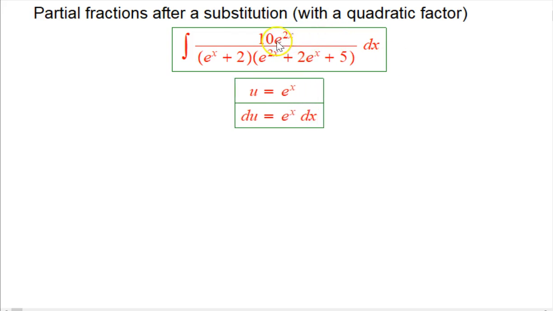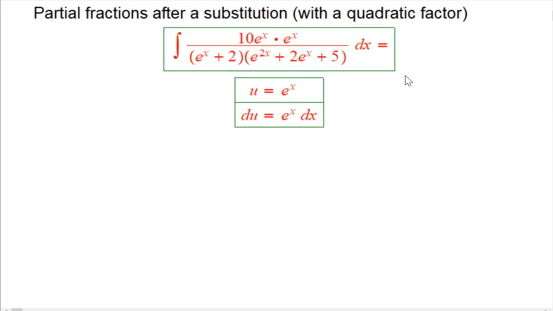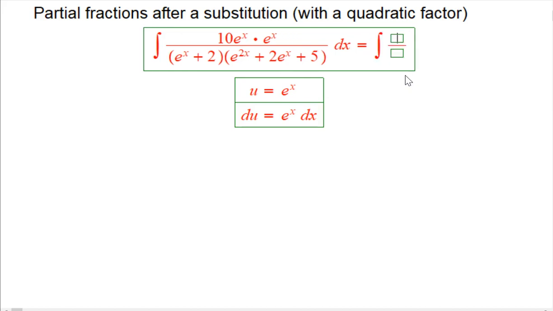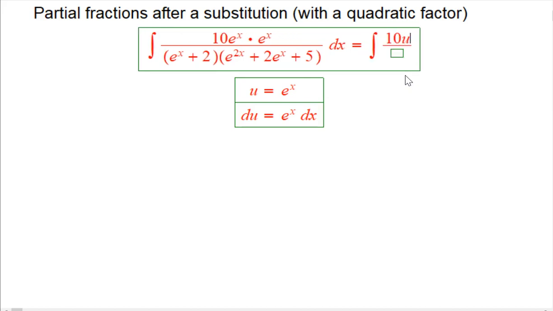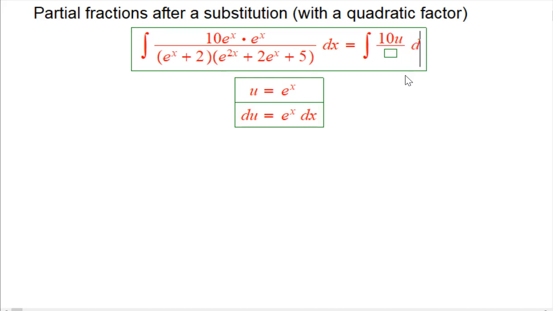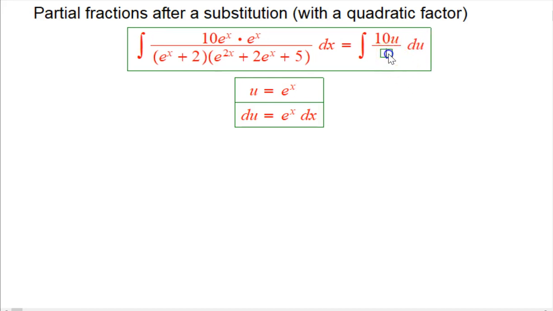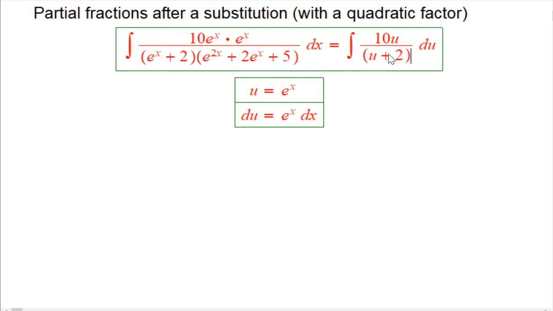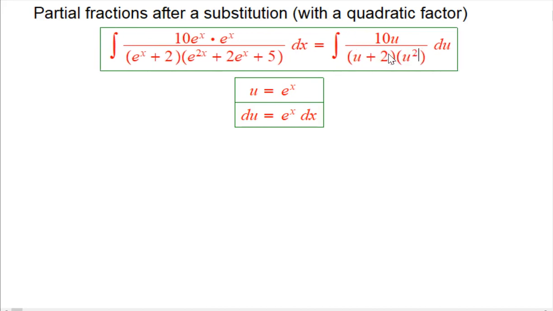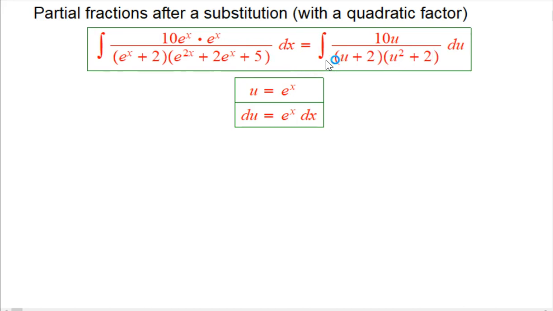Aha! This top up here, as I pointed out, that's e to the x times e to the x. So the e to the x dx is going to split off to be a du, and then everything else will turn into u's. So this is going to be the integral of 10u, and then the e to the x dx is a du. And then on the bottom we've got u plus 2, and we've got u squared, observing again that e to the 2x is just e to the x quantity squared, plus 2u plus 5.